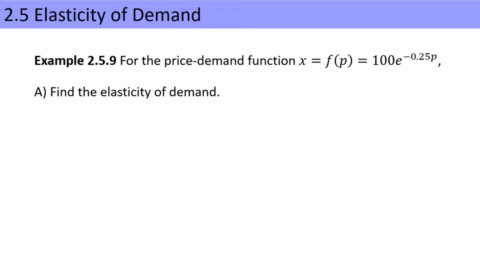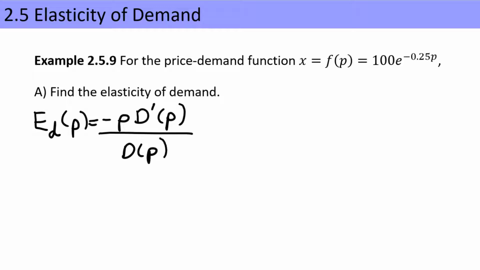Example 2.5.9. For the price demand function, x equals f of P, which is equal to 100 times e to the power of negative 0.25p, part A, find the elasticity of demand. The elasticity of demand is given by the formula E subscript D of P is equal to negative P times the derivative of D, divided by just the demand function. For this problem, the demand is illustrated with F instead of D. Let's go ahead and find that derivative.